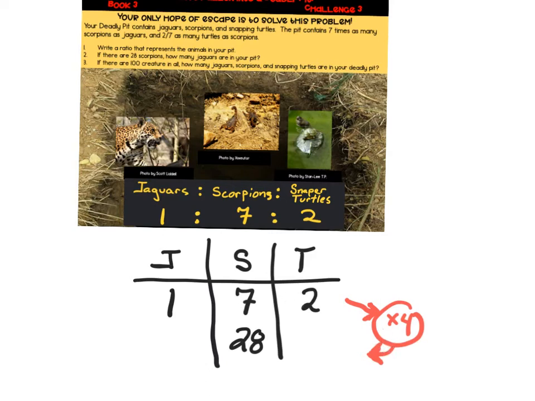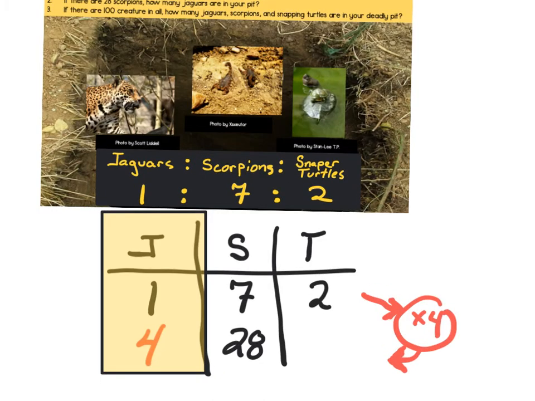So if I want to figure out how many jaguars there are in the pit, then I'm going to look at this jaguar right here and multiply this by 4. So 1 times 4 will give me 4, and bam, there you have it, my friends. There are 4 jaguars in your deadly pit.